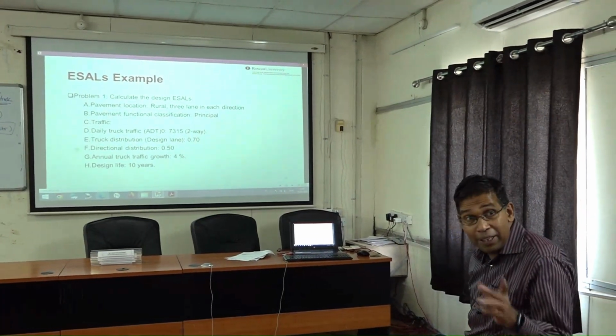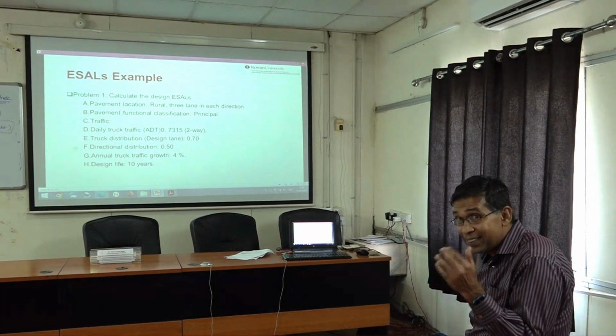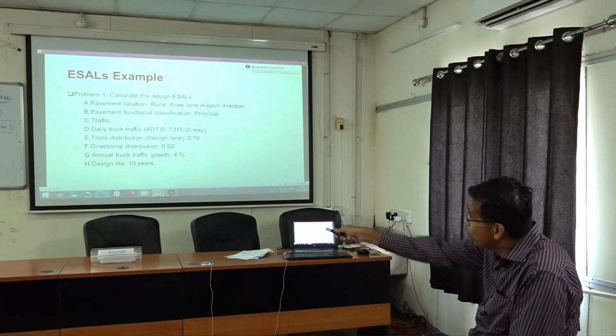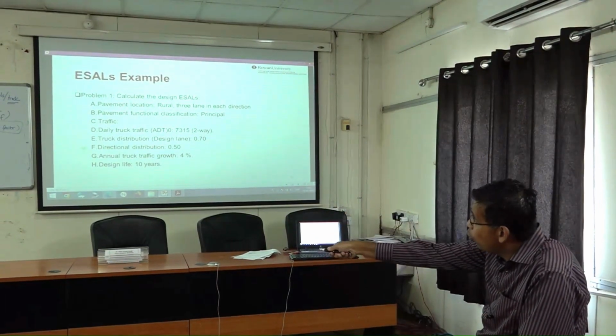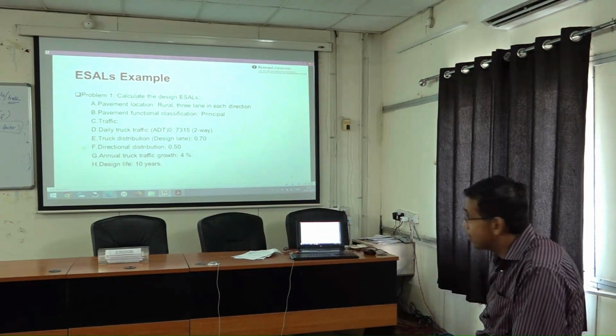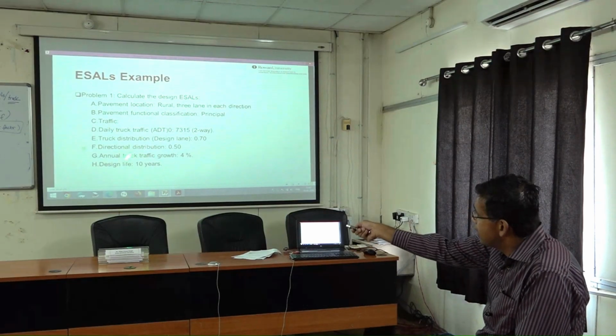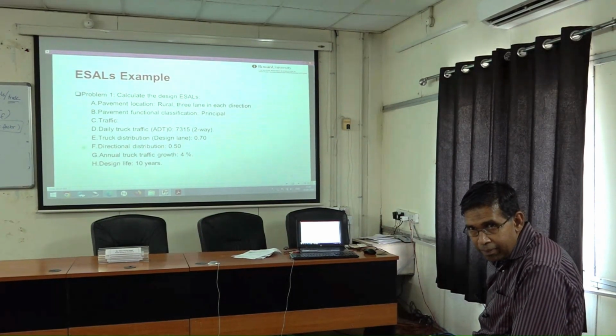Anybody can give me an answer at the back? Anybody have the number of trucks up to this point, up to this vertical line? I want the answer. I want the total number of trucks coming in 20 years. That's what, 10 years, sorry. In this case, 10 years, right?